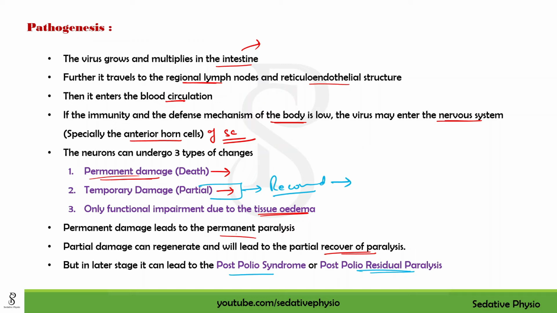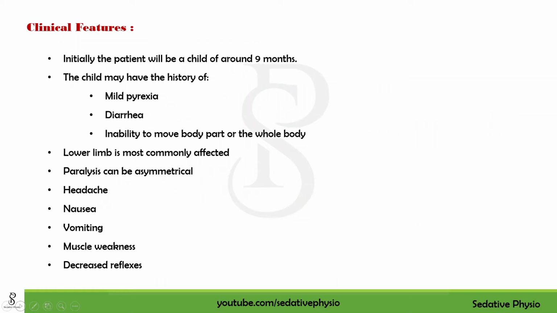So basically these three types of changes can be seen in the neurons when the poliovirus attacks the neurons of any patient. First is the permanent damage, second is the temporary damage that will lead to post-polio syndrome. Now, the permanent damage cannot lead to post-polio syndrome. Why? Because there is permanent damage, there is permanent paralysis of the patient, there is no chance of recovery. And the third one is only functional impairment due to tissue edema. Let's move on to the clinical features.